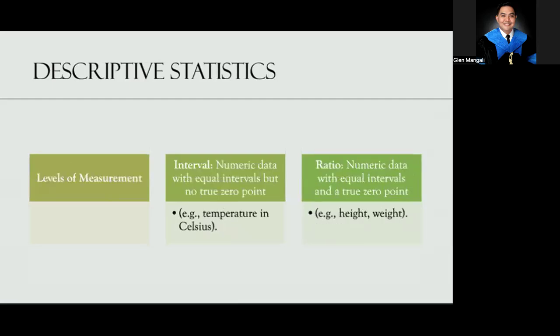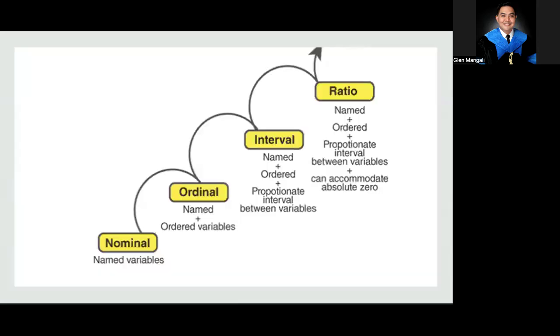When you talk about interval level of measurement, we are referring to numeric data with equal intervals, but no true 0 point. An example of that is temperature in Celsius. And when we talk about ratio, this refers to numeric data with equal intervals and a true 0 point. Example of that is height and weight. So in a nutshell, this is how we can view that and appreciate the different levels of measurement.